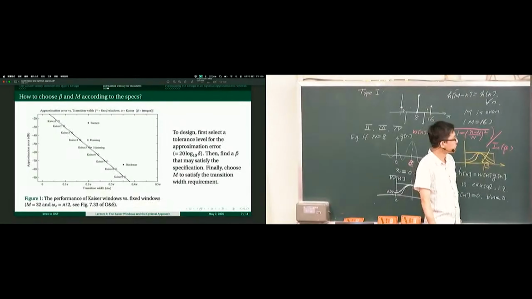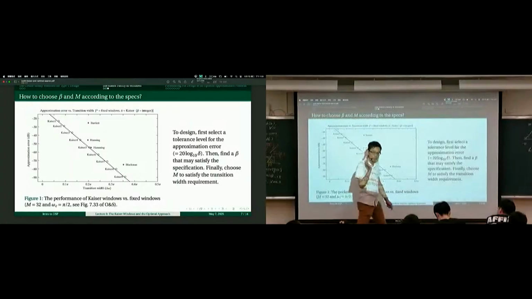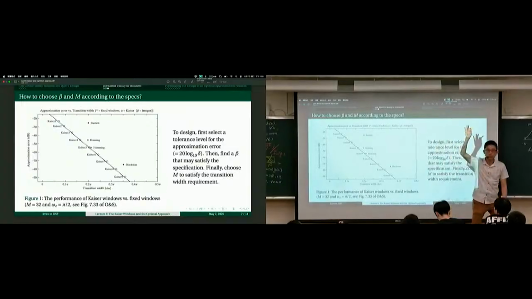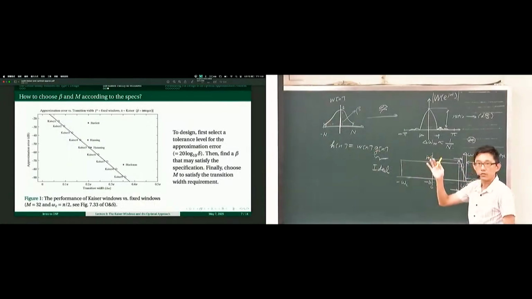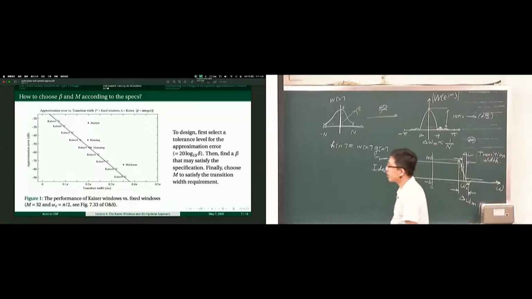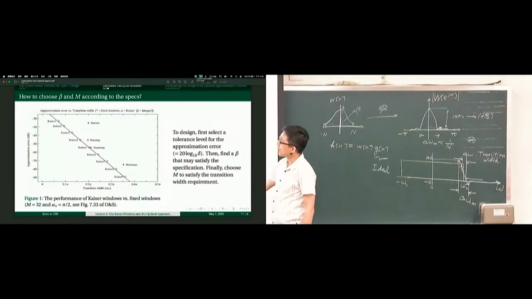Okay, some other details, of course. Let me just read. So far so good. Any questions? Any problems right here? This is important. So I think this plot is pretty useful. Why? Because now we are ready to wisely choose beta and M.